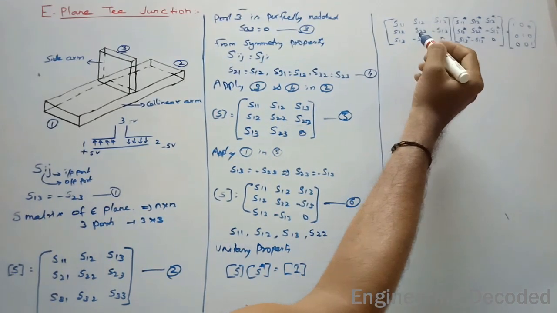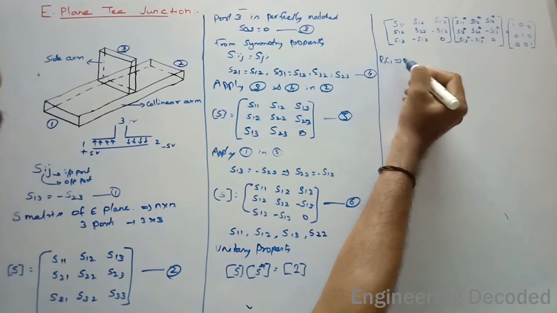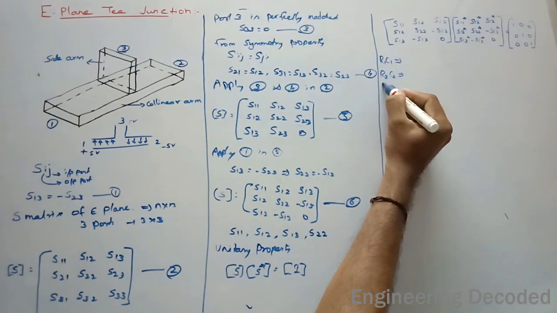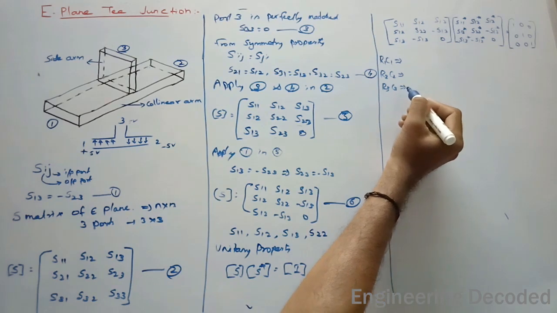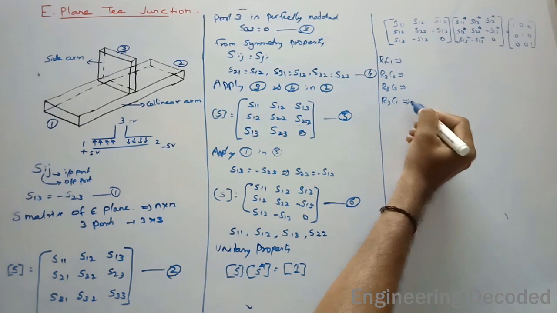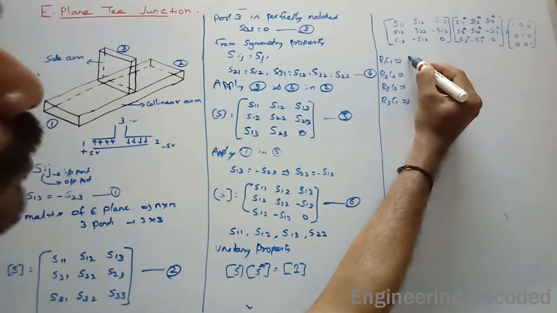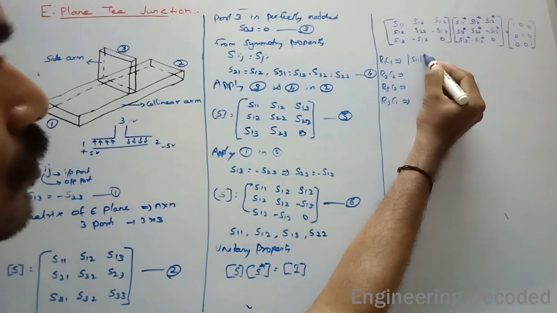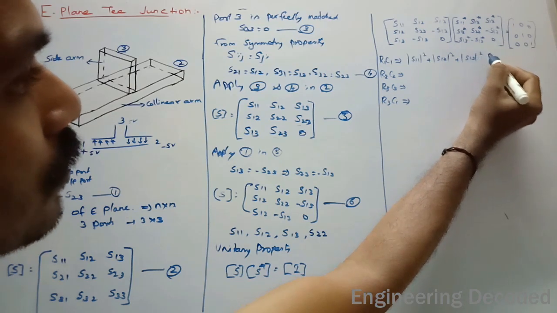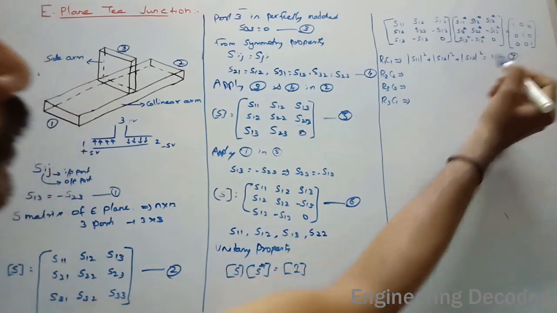Now, to this, we can first find out R1C1. R1C1 means row 1 into column 1. Then we can find what is row 2 into column 2. Then we can find what is row 3 into column 3. And we want to find one more, row 3 into column 1. So first we can find this row 1 into column 1. So S1 will be S1 star. We can write it as modulus of S11 square plus modulus of S12 square plus modulus of S13 square is equal to 1. So we can write this as equation number 7.